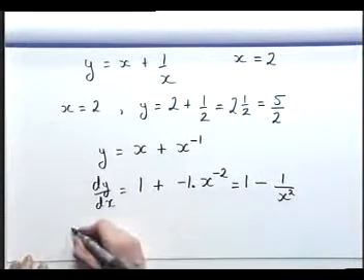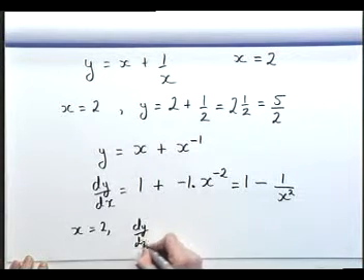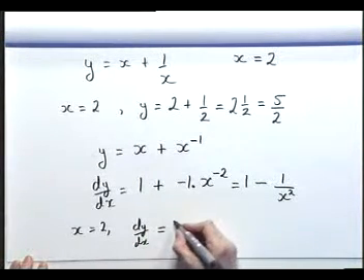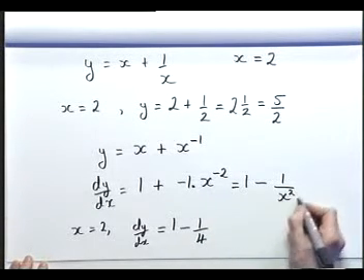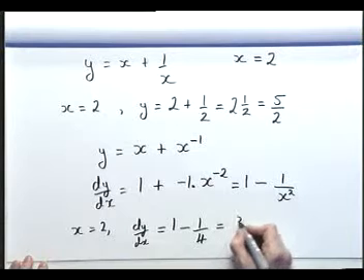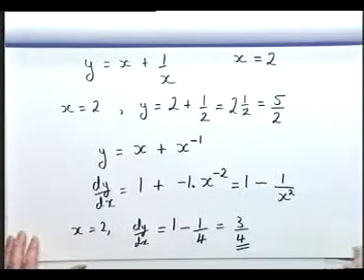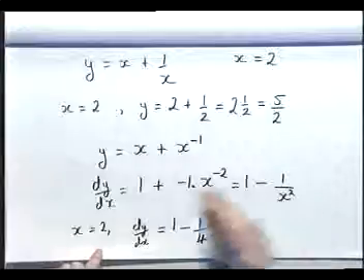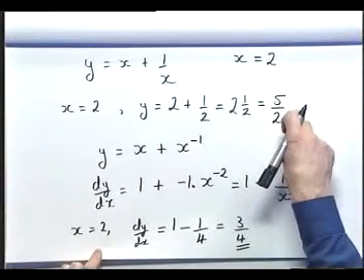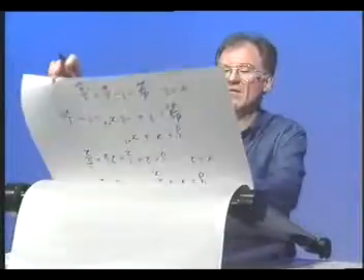X is equal to 2, and so my gradient dy by dx is equal to 1 minus 1 over 4. 2 squared is 4, and 1 take away a quarter leaves me with 3/4. So, we have got a point, 2, 5 over 2, and we've got a gradient of 3/4. And so we can find the equation of the tangent.